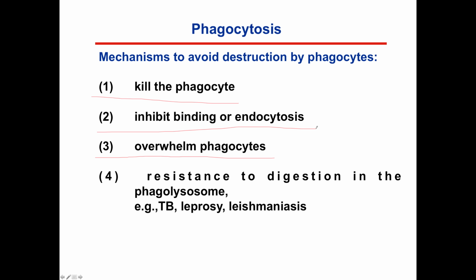In addition, their cell walls have evolved, in some cases, to be resistant to digestion. For example, with TB, leprosy, and leishmania, those cell walls are highly resistant to being destroyed by macrophages. In fact, for TB and leprosy, the bacteria actually live in the macrophages. They find a home there and reproduce there, and the macrophage goes haywire trying to get rid of them, but it can't.